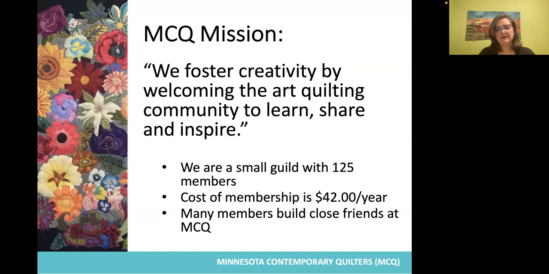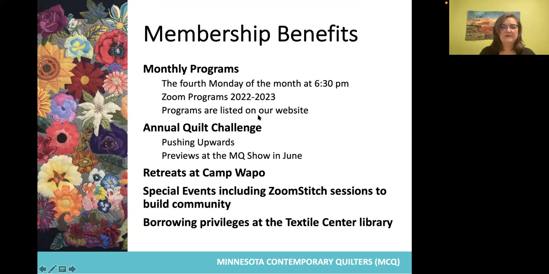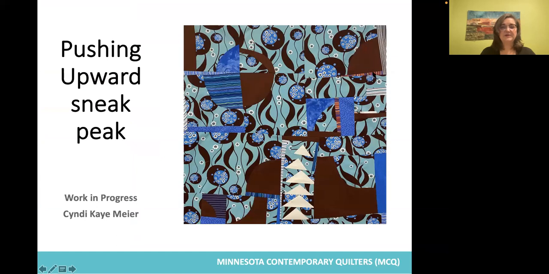So I think there can be overlap. For example, after attending one of their meetings, I was inspired. So here is my challenge, a work in progress for the upcoming challenge of pushing upwards. Their speaker was talking about taking one block, in my case the drunkard's path, and pushing it to different scales and different fabrics. So I would say there's overlap, but it's hard for me to articulate what it is.